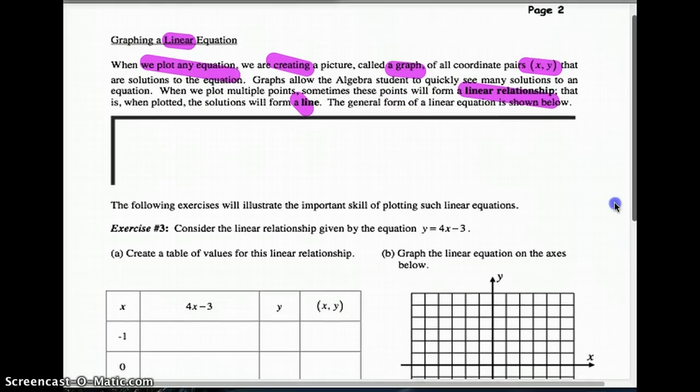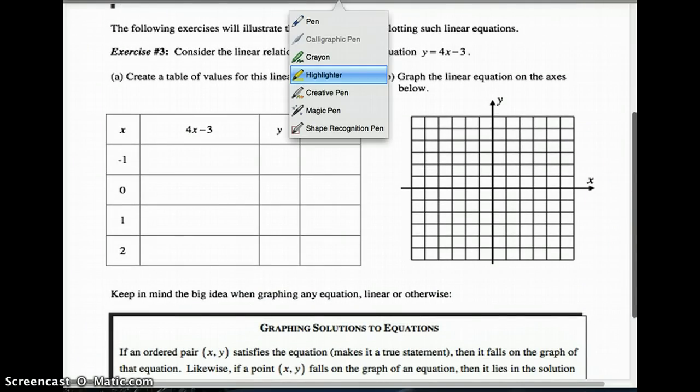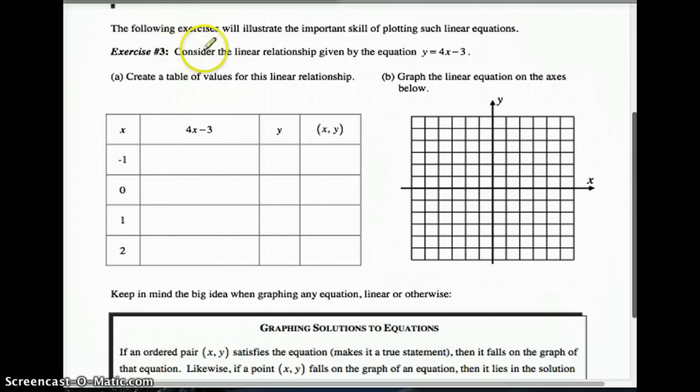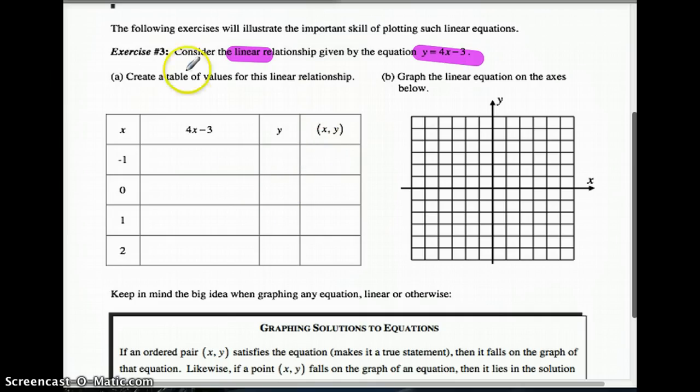So if we go down on our notes and we look at this problem here, this is exercise 3, and it says, consider the linear relationship, so we're going to have a line, given by the equation y equals 4x minus 3. Create a table of values for this linear relationship. Okay, so I'm going to start you off, just in case you don't remember how to do this. We're going to do this by hand, and then we'll continue with the calculator after.